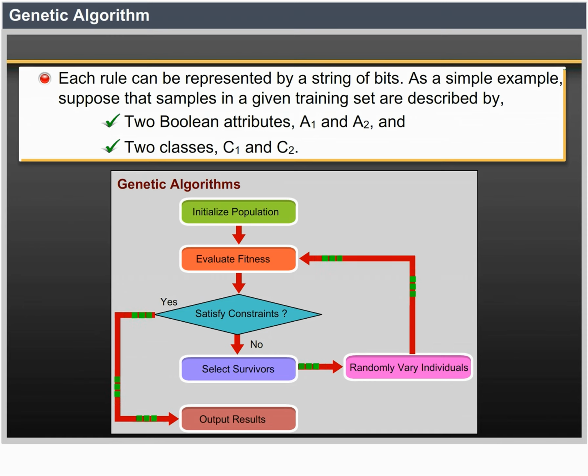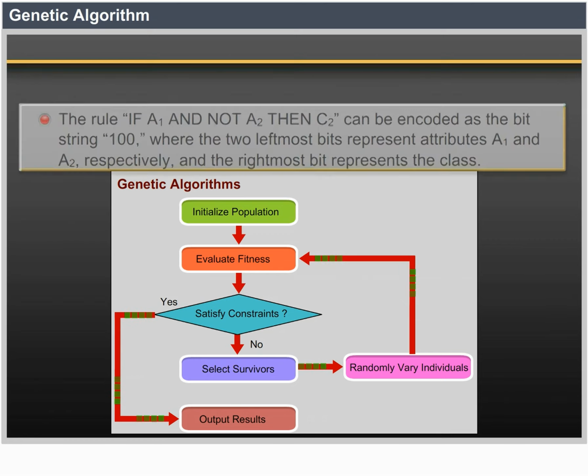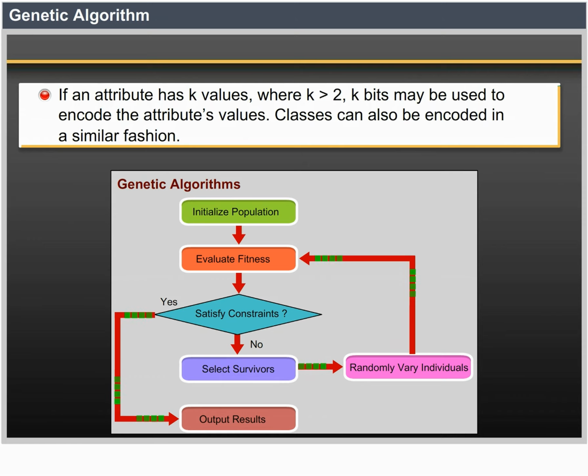The rule, if A1 and not A2, then C2, can be encoded as the bit string 100, where the two leftmost bits represent attributes A1 and A2, respectively, and the rightmost bit represents the class. Similarly, the rule if not A1 and not A2, then C1 can be encoded as 001. If an attribute has k values, where k is greater than 2, then k bits may be used to encode the attribute's values. Classes can be encoded in a similar fashion.